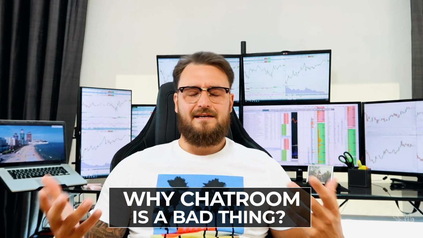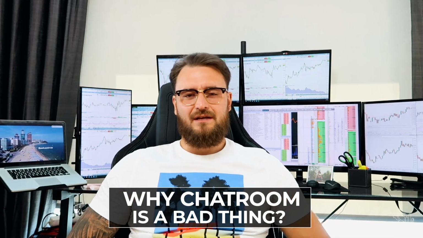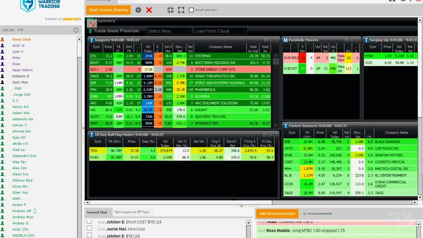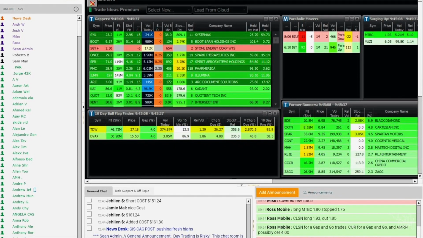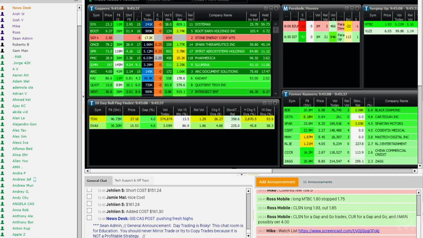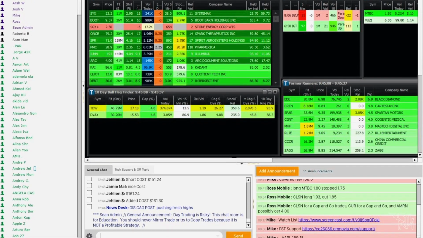So why is a chat room a bad thing? Now let me explain. The chat room actually serves the purpose of compiling the buying or selling power of the members of that chat room, meaning that mostly people who are in the chat room have their trading deposits, so they are actually active traders. Not all of them, but at least most of them. And if you think about it, those chat rooms might be filled with thousands of people.